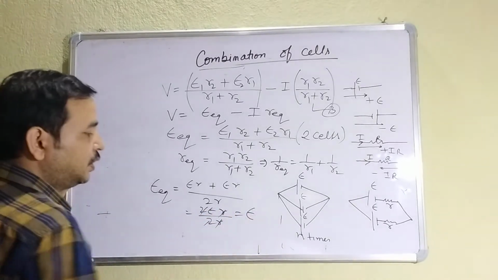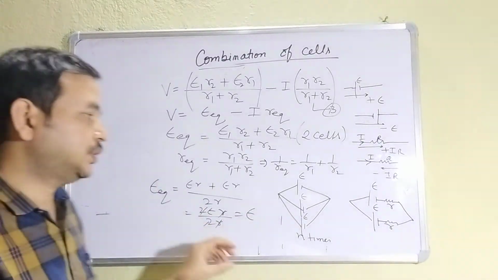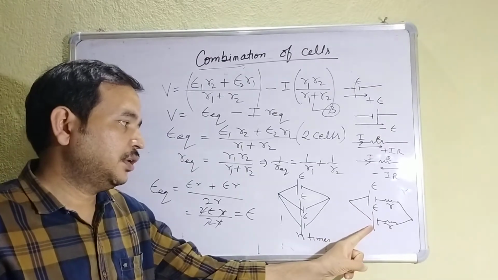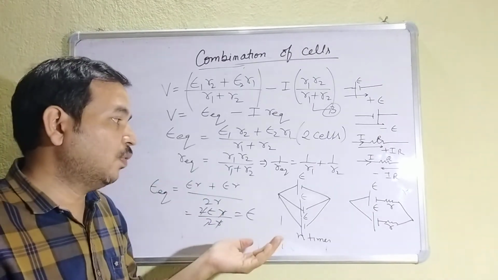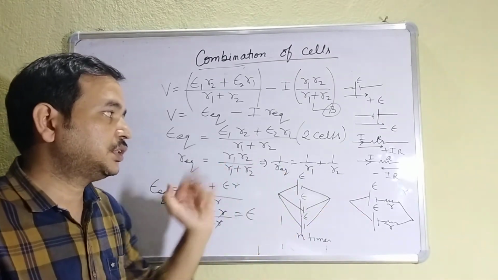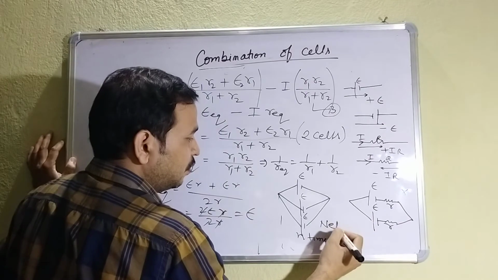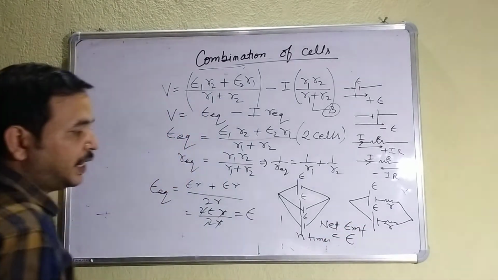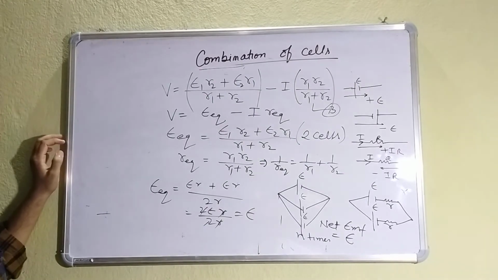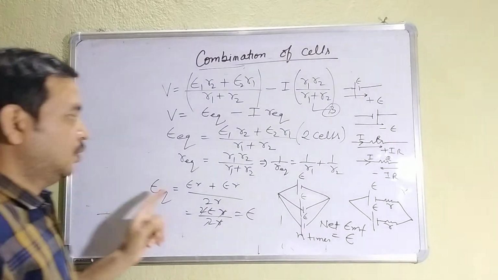So you can see, students, that if there are two cells, then the equivalent EMF will be the EMF of one cell. If there are more than two cells, then this also holds true. If there are n cells, the net EMF is equal to the EMF of one cell, that is E. It will not change.